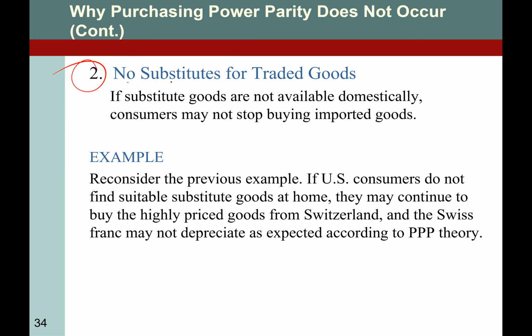Number two is no substitute for traded goods. What if we are importing raw material and we cannot import it from any other country? Then we don't have any other option. Even then, we will be purchasing from that country. For example, if substitute goods are not available domestically, consumers may not stop buying imported goods.